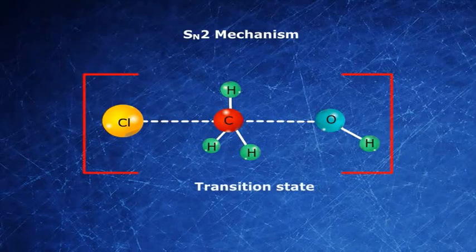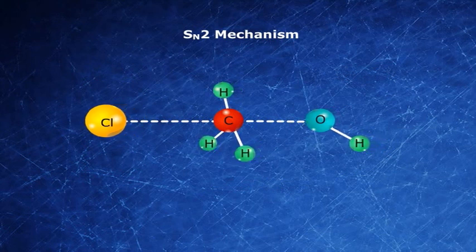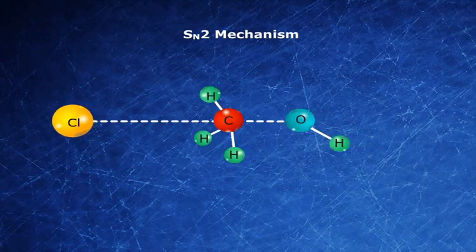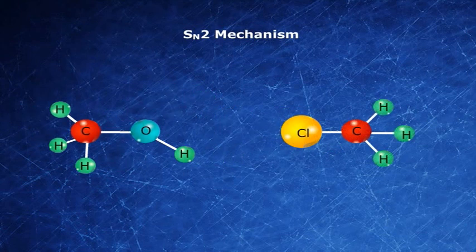There are two ways in which nucleophilic substitution takes place in alkyl halides. The first is called SN2. SN2 means substitution nucleophilic bimolecular. Bimolecular, that's why you have the 2. And the other is SN1, that is substitution nucleophilic unimolecular. Now let's see how the SN2 mechanism proceeds.